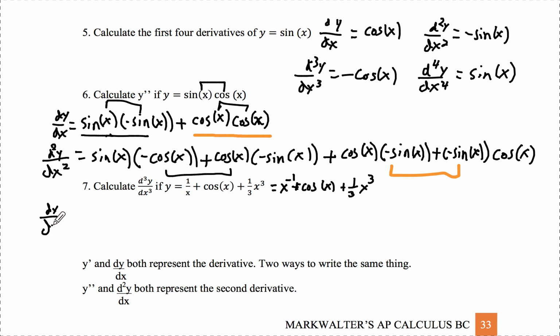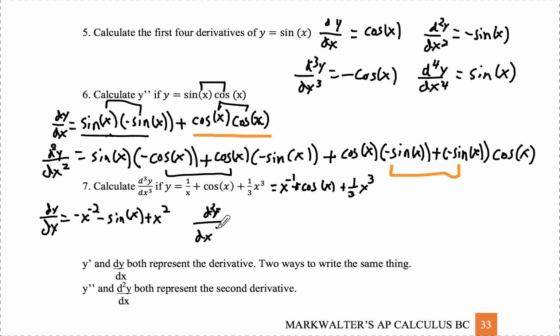Okay, let me go ahead and do my first derivative. My first derivative is going to give me the derivative of x to the negative 1 is negative x to the negative 2. Derivative of cosine is minus sine of x. Plus derivative of 1/3 x cubed. I bring down the 3, multiply by 1/3. They'll cancel out, and I'll be left with x squared.